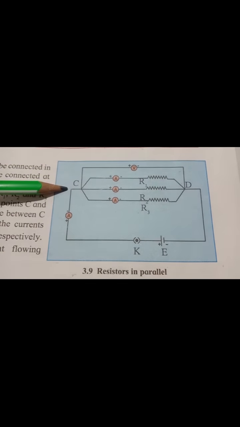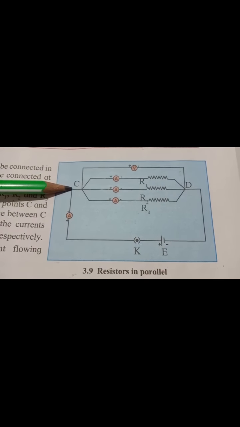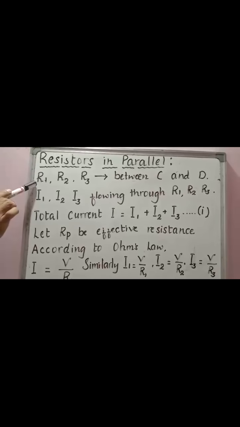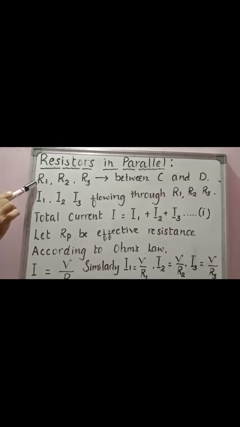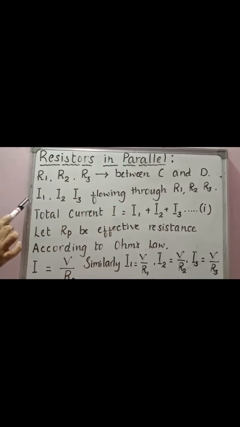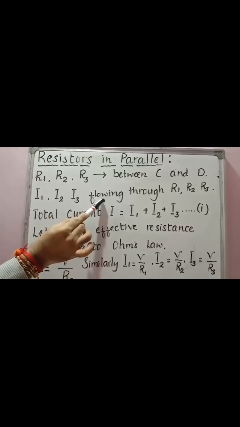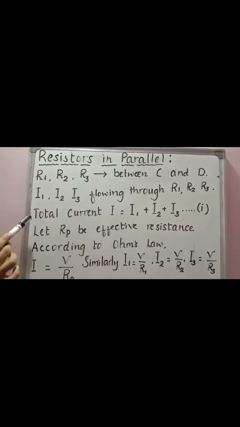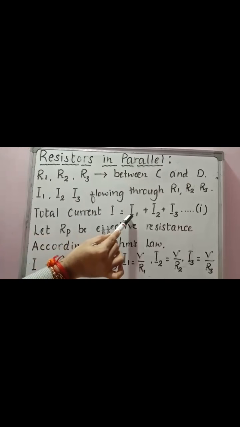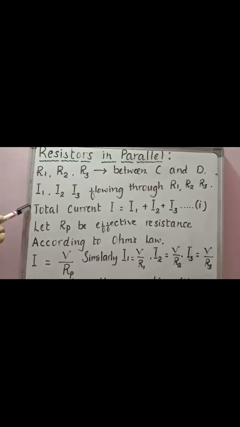So here, what will be the effective resistance across the circuit? Let us understand the effective resistance across the circuit. R1, R2, R3 are the three resistors connected parallelly between the points C and D. Let I1, I2, I3 be the current flowing through R1, R2 and R3. So the total current of the circuit is given by I equals I1 plus I2 plus I3. This we'll call equation 1.